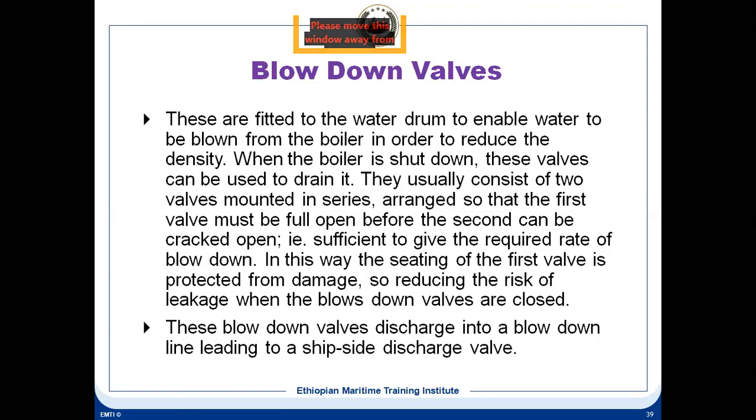When you are planning to shut down a boiler, these valves can also be used to drain the boiler. They usually consist of two valves mounted in series, so that the first valve can be fully opened before the second can be cracked open. That means sufficient time is given to give the required rate of blowdown. In this way, the seating of the first valve is protected from damage, so reducing the risk of leakage when blowdown valves are closed. And these blowdown valves discharge into a blowdown line leading to the ship side discharge valve.